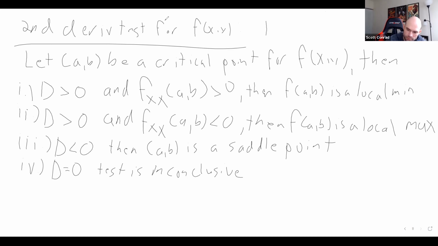So yeah, just remember, the discriminant is the similar partials multiplying together minus the mixed partials squared.